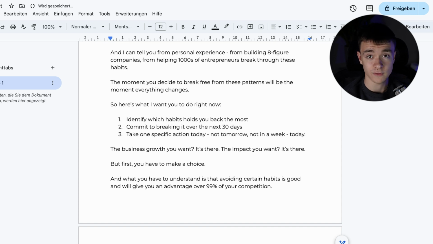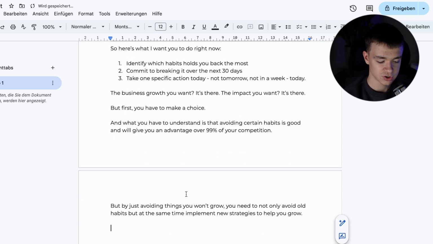Now we basically funnel over to the next video and we create a new problem. So now we are creating a new problem that wasn't solved by avoiding certain habits, but again, we're creating a new problem that then will be solved by the next video they should watch. And now we say, you need to not only avoid old habits, but at the same time, implement new strategies to help you grow.